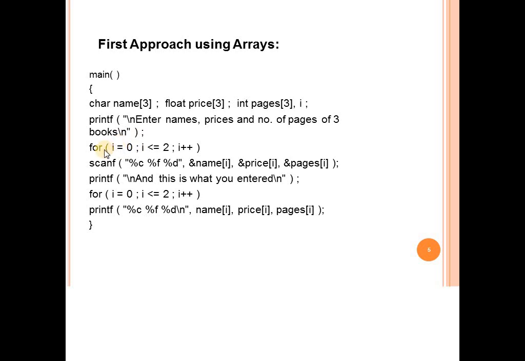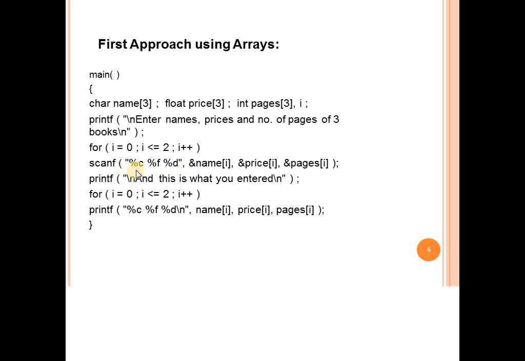3 books. Then we know that this is a repetitive task to get the information about name, price and number of pages, so I'll make use of a for loop: i equal to 0 as the initialization, then i less than or equal to 2 as the test expression to see whether you have entered all the 3 books' information or not, then the update statement or increment operator i++. Then using scanf, inside that we write in double quotes the format specifier for each of these data types.